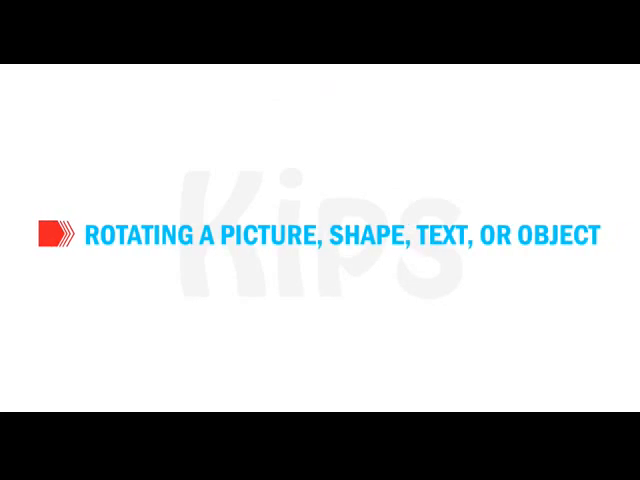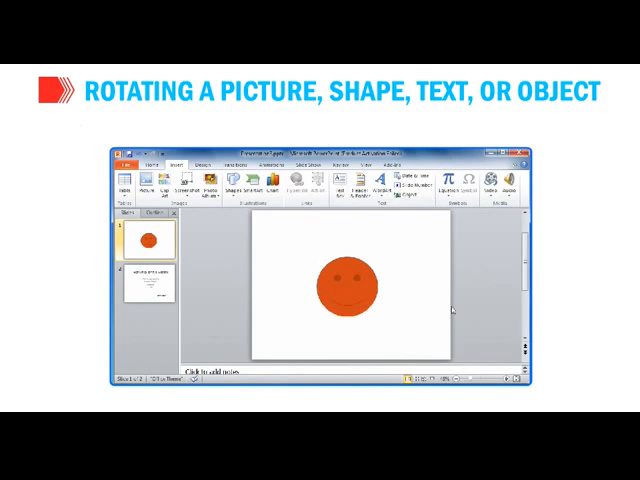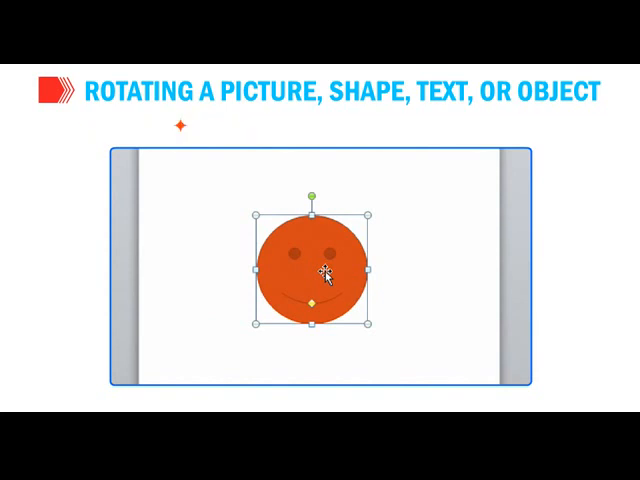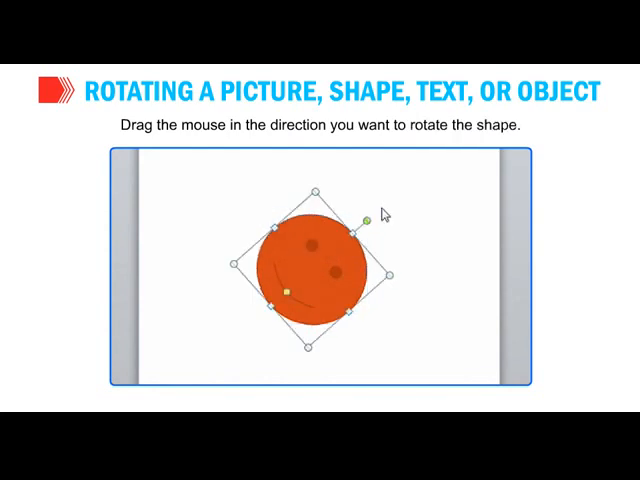Now let us talk about rotating a picture, shape, text or object. Click on the picture, shape, word art or text box that you want to rotate. Bring the pointer over the rotation handle. The pointer will change to a rotation pointer. Drag the mouse in the direction you want to rotate the shape.